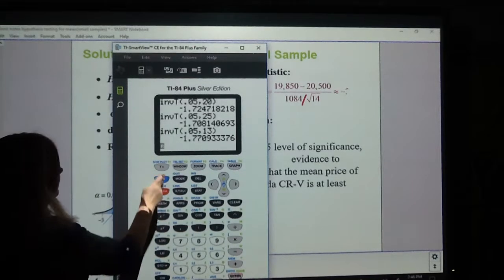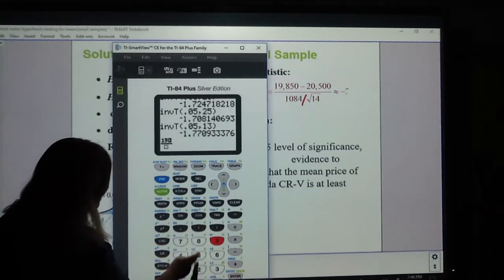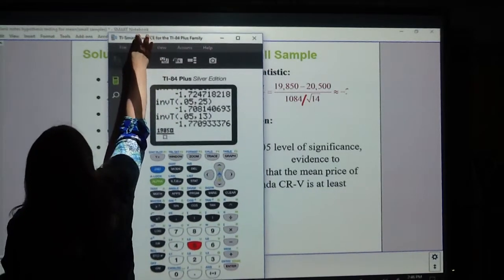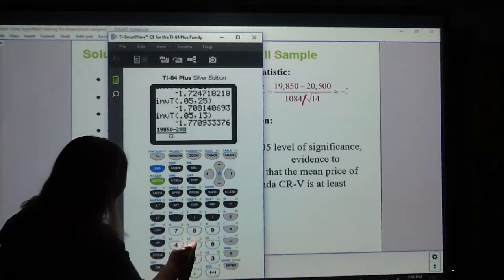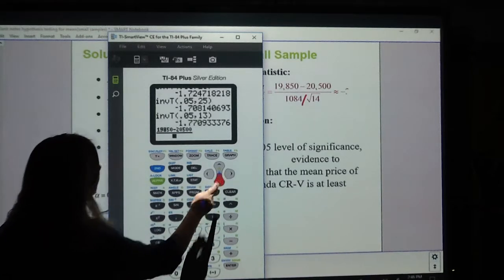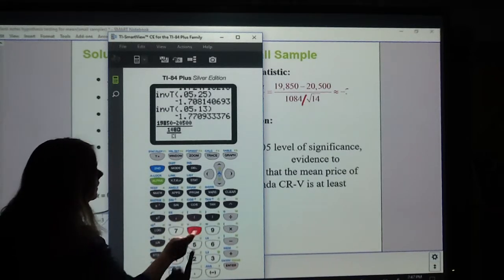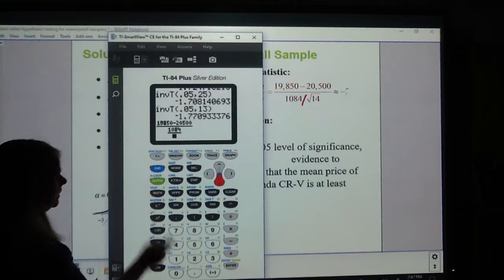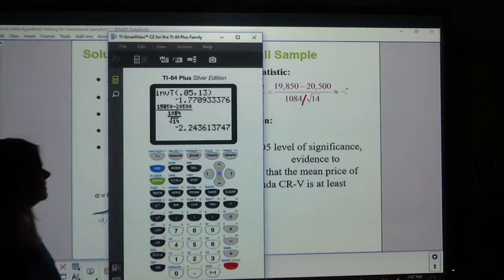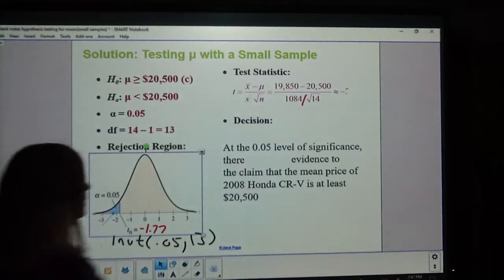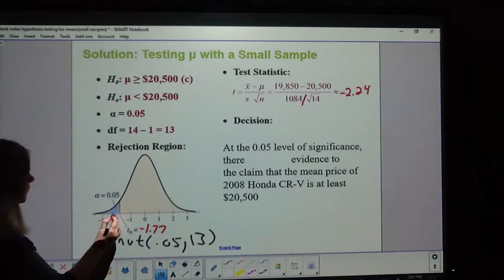So in my calculator, I like alpha y equals enter. So there's my fraction, and I have 19,850 minus 20,500, and my denominator, I'm going to do another fraction here, 1,084 in the numerator of the denominator, and square root 14. I get approximately negative 2.24. So negative 2.24 might put me right there.